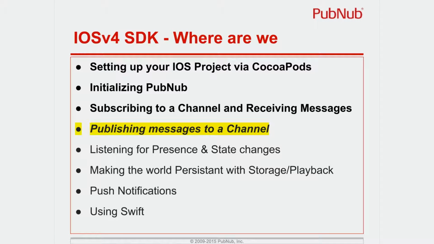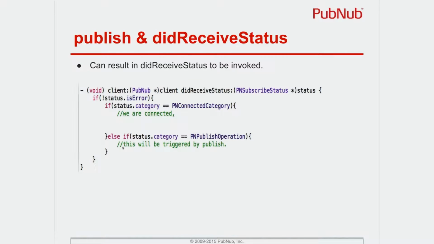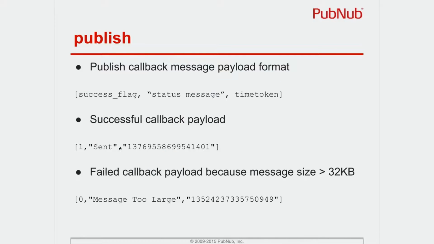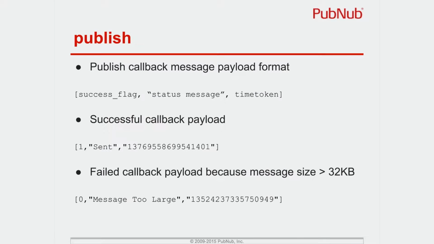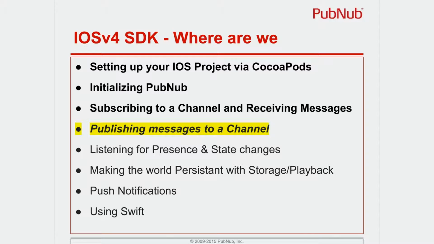Moving right along here, publishing messages to a channel. Publishing messages to a channel is a very straightforward process. Again, it's one method that has a variety of overrides for various conditions, but for the most part, it's a straightforward process. This is considered a non-stream method in the SDK, so it actually accepts a block when you're publishing a message to indicate when a message has actually been published successfully or an error has occurred.